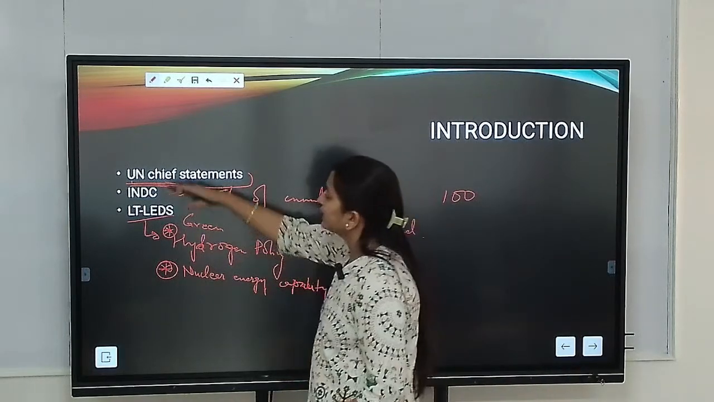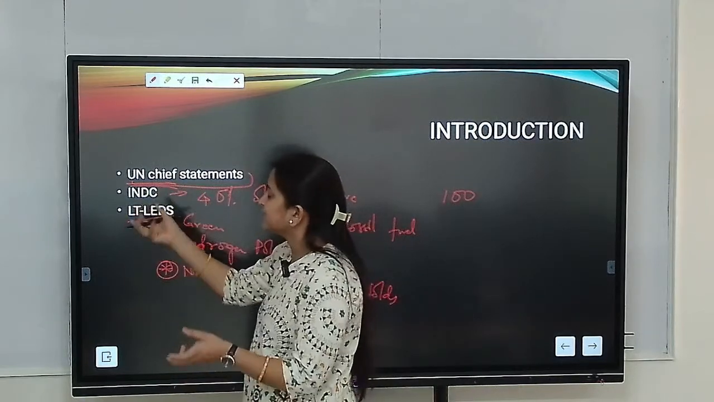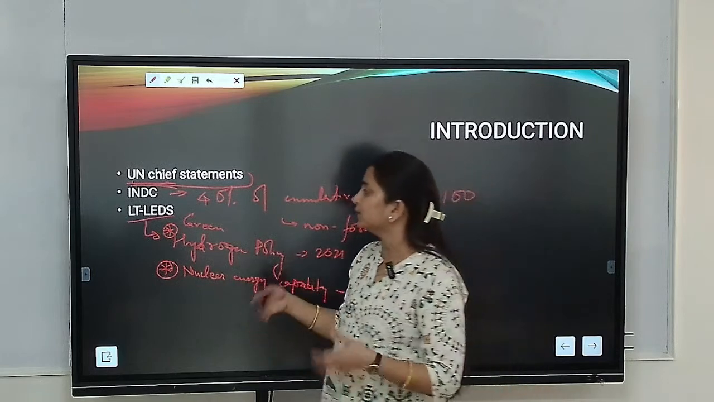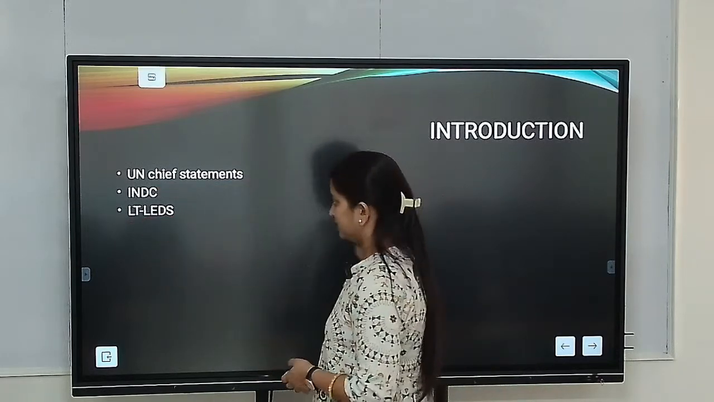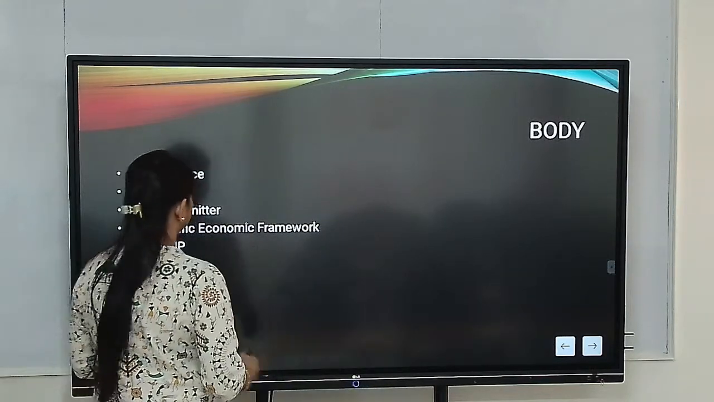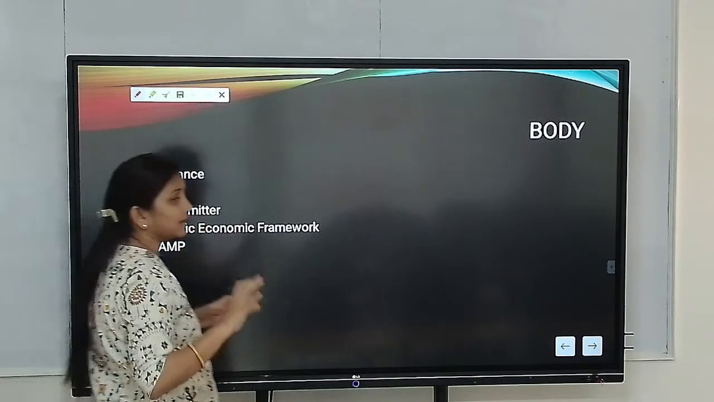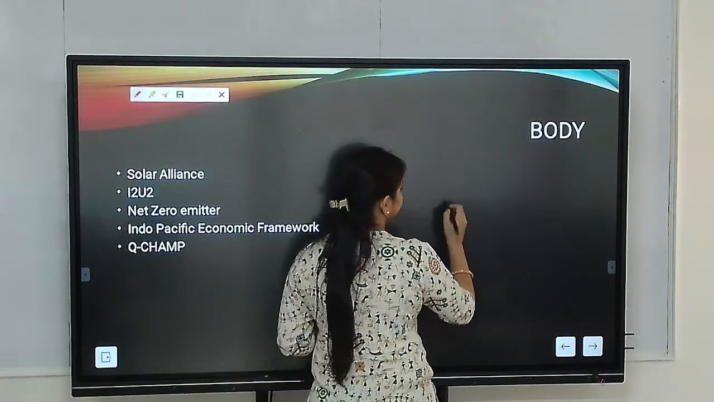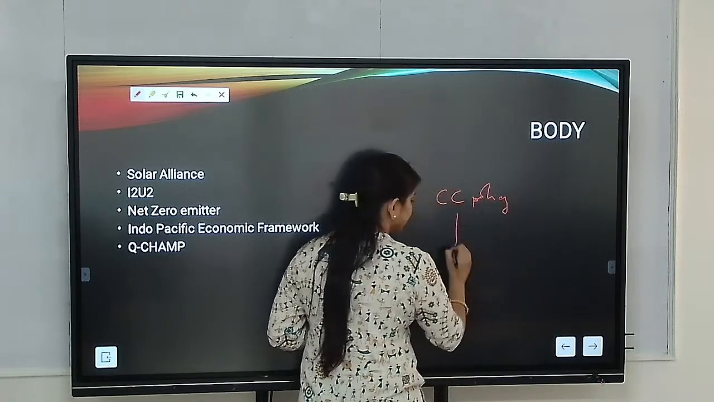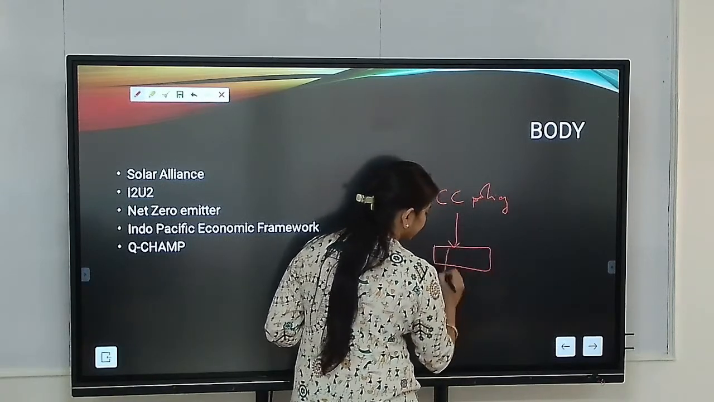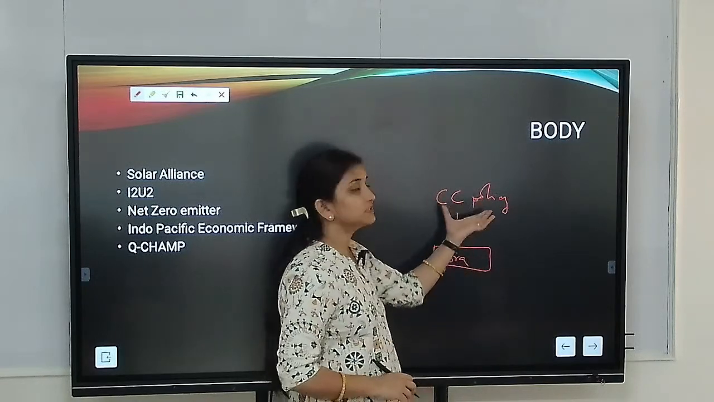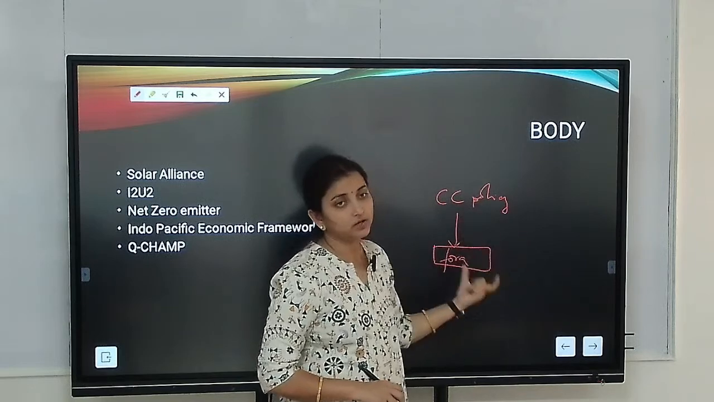Okay, so any of these three, or a combination of two of them, could have been your introduction, depending upon the total marks of the question. Coming to the body part, what we had to address is how the climate change policy of India has changed over a period of time in terms of various international fora. So we have to mention in international fora what was our initial climate change policy and what is it currently.